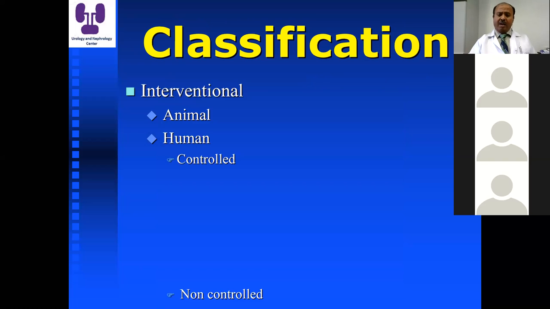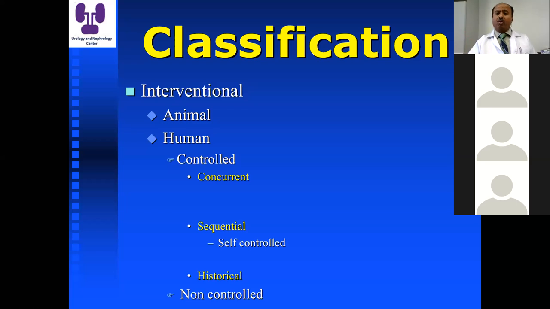animal and human, and human interventional studies were classified into non-controlled. This means we don't have control, and this is a weak point. So all patients consented to participate in research, and all of them received the intervention. This is non-controlled human interventional studies. Then, according to the presence of control, we have historical control. In historical control, we compare the results of patients who are subjected to the intervention to a previous cohort of patients for whom we have their results.